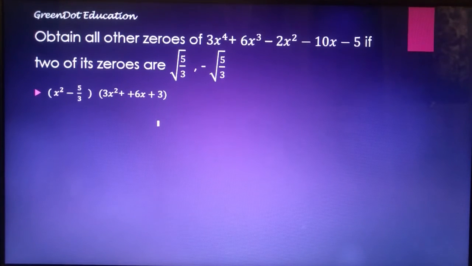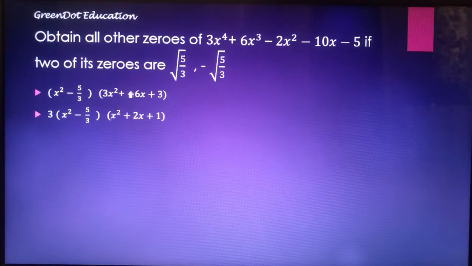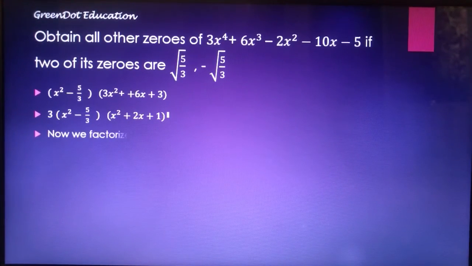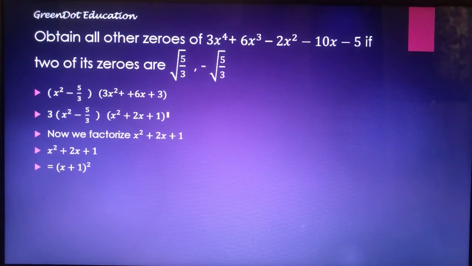Before multiplying this, we take the common factor, that is 3. Here also it is a multiple of 3, and this is also a multiple of 3, so we take 3 as a common factor and write it outside. Then bringing this term here, we are left with x square plus 2x plus 1. Now to find the remaining factors, we have to factorize this term once again. X square plus 2x plus 1 will be factorized as, we know the identity that x plus 1 whole squared will give us x square plus 2x plus 1.